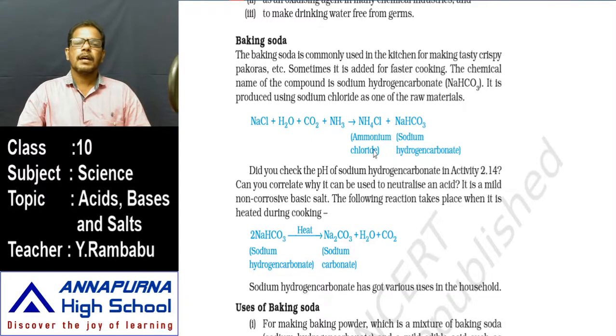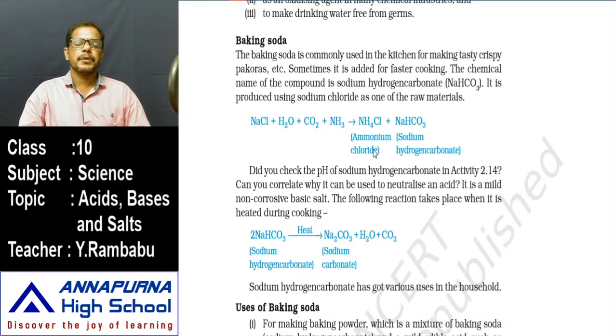Actually, this baking soda is used in food materials, in bakery items like cakes and buns, to make crispy pakodas, and in some other materials prepared in our kitchens. This baking soda is used to make the materials soft. That is sodium bicarbonate.